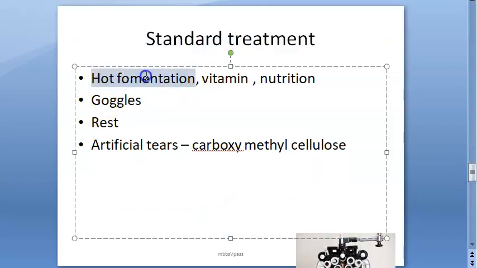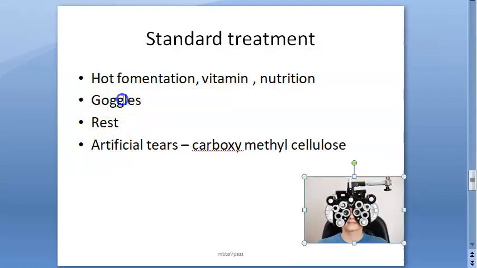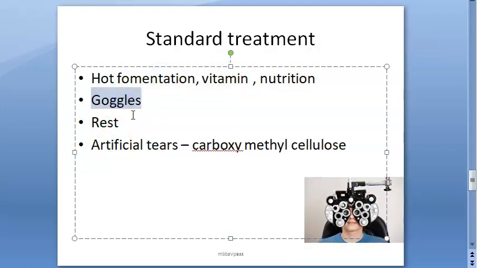Standard treatment you will give: rest, hot fomentation, vitamin, nutrition, dark goggles. Because these people will have photophobia, you may give them a cycloplegic, they may have sensitivity to light, right? So you give them dark goggles. Then artificial tears, right? For almost all conditions you can write this.